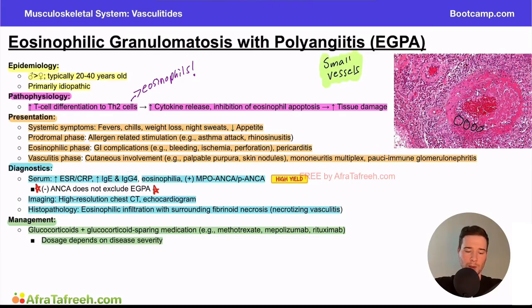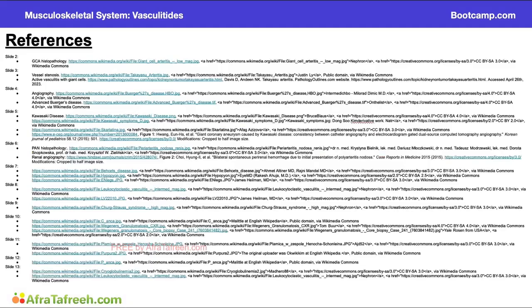Management here is going to really depend on patient symptoms, right? It's going to be a combination of glucocorticoids and glucocorticoid-sparing agents, but the dosage that you need is going to be a bit more nuanced and depend on the patient's overall disease severity.